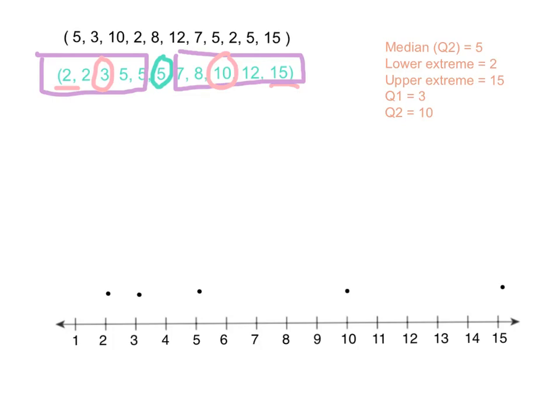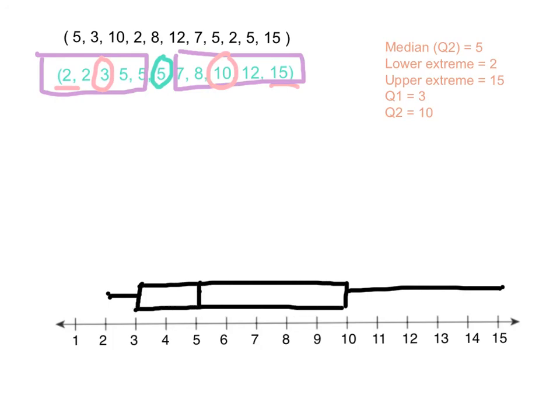Now we need to join point 1 and point 2, point 4 and point 5, and draw 3 vertical lines on those 3 points and join them up. Now we need to fully label the box plot. So we have Q1, Q2 and Q3. Again, we will label this graph box plot. And there you go.